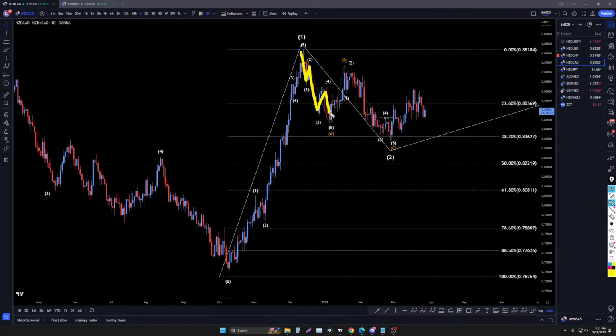1, 2, 3, 4, 5, wave A, 3 waves up, wave B, 1, 2, 3, 4, 5, wave C. I still think there's a good chance this is the end of a correction, and I still think this is going to end up going up. I actually think it already made 3 waves down, and it may just keep on going up from here.